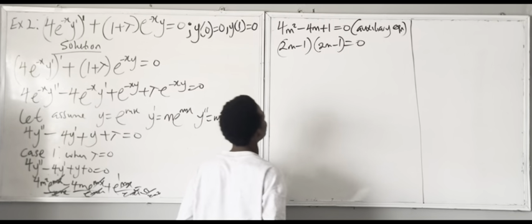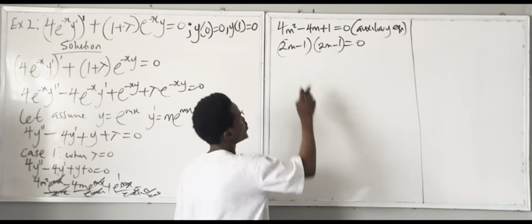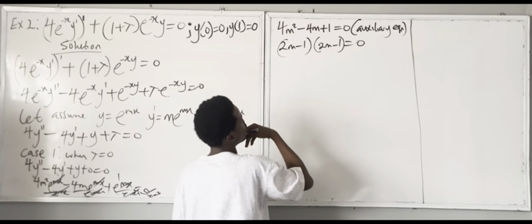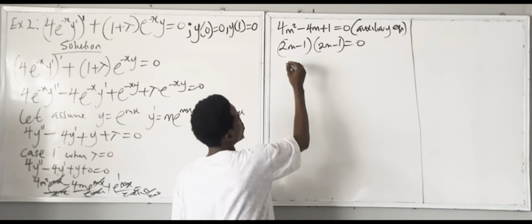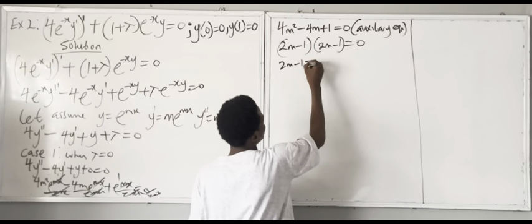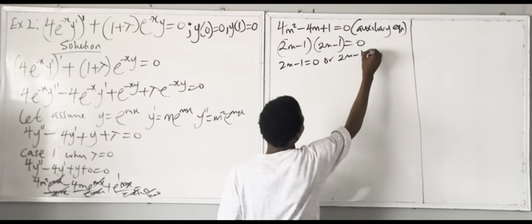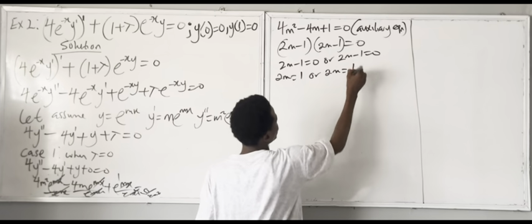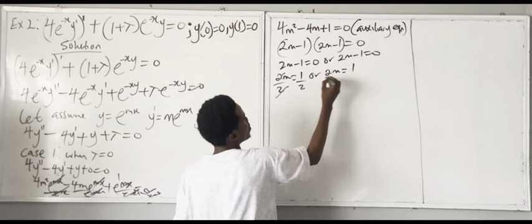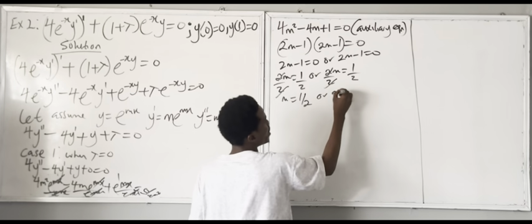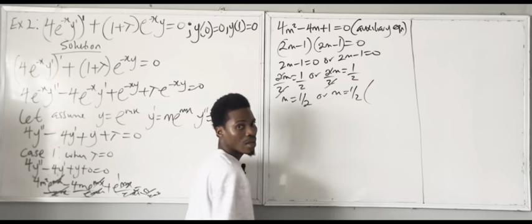is equal to 0. If you look for 2 numbers that give us 4, the negative terms are 2 and 2. So what am I going to have next? To take 2m minus 1 and equate it to 0. 2m minus 1 is equal to 0, or 2m minus 1 is equal to 0. So my 2m is equal to 1, or 2m is equal to 1. So my m is 1 over 2, or my m is also 1 over 2.